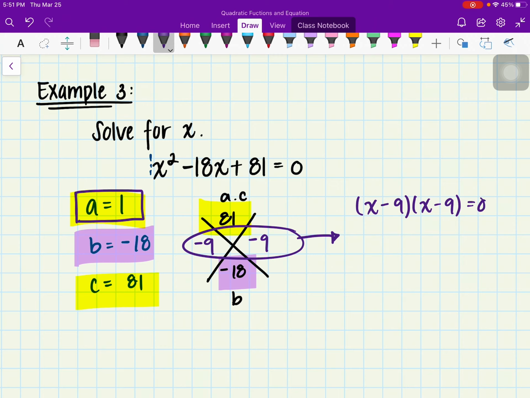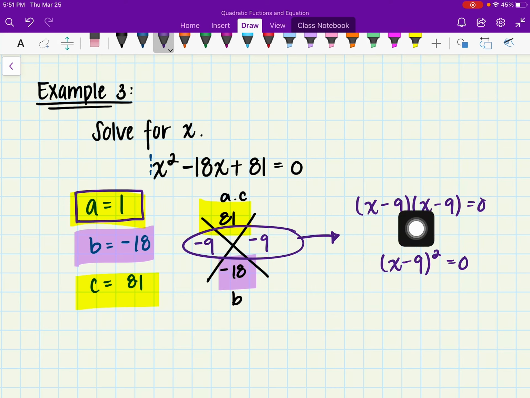Now, in this case, if you take a look at this here, both of the binomials are the same. They're identical. And I could actually rewrite these, because another way I could rewrite them is x minus 9 to the second power. And once again, the second power expresses that there's two of the same base, of the same term. So I'm going to go ahead and use this format to solve for x.